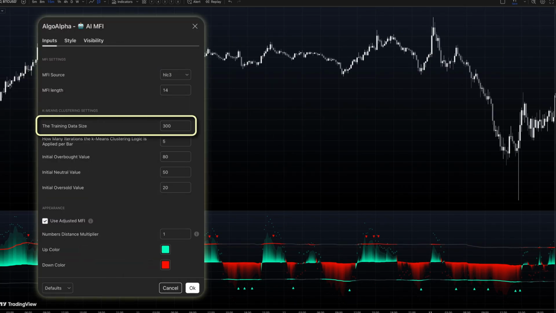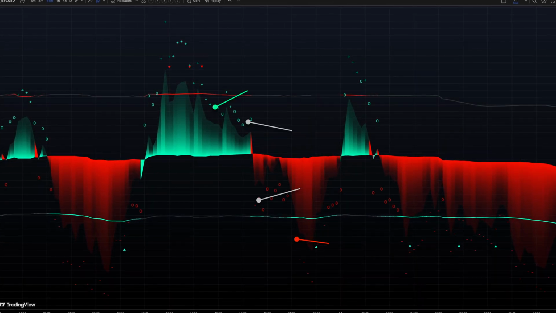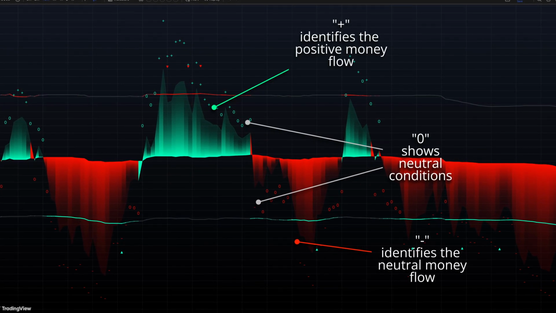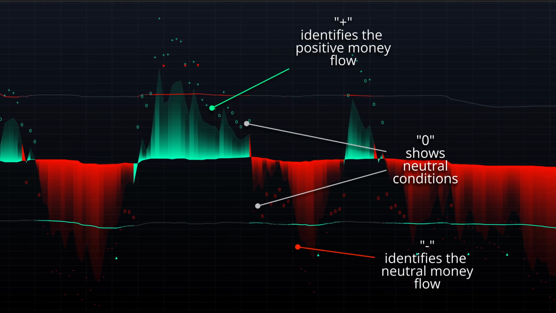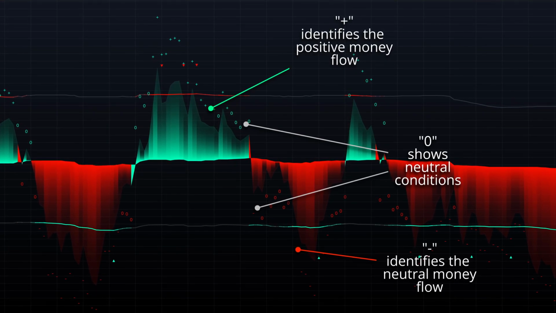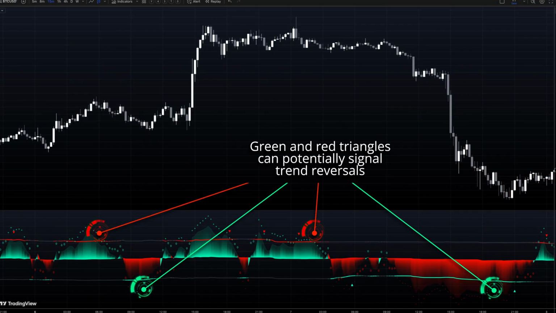By default, it analyzes 300 bars of historical data and performs 5 clustering iterations to determine appropriate threshold levels for current market conditions. The clustering process involves taking initial reference points, grouping data based on distance to these centers, calculating new averages for each cluster, and repeating this process multiple times, along with bullish and bearish triangle markers indicating reversals.